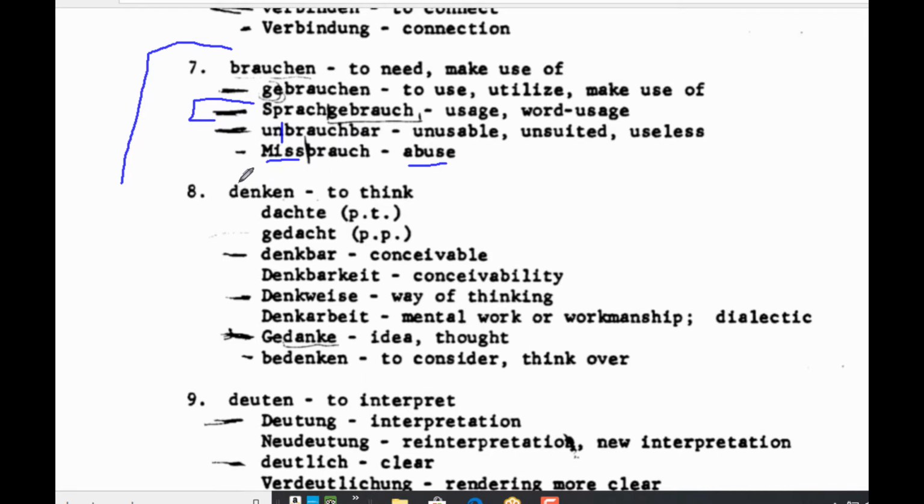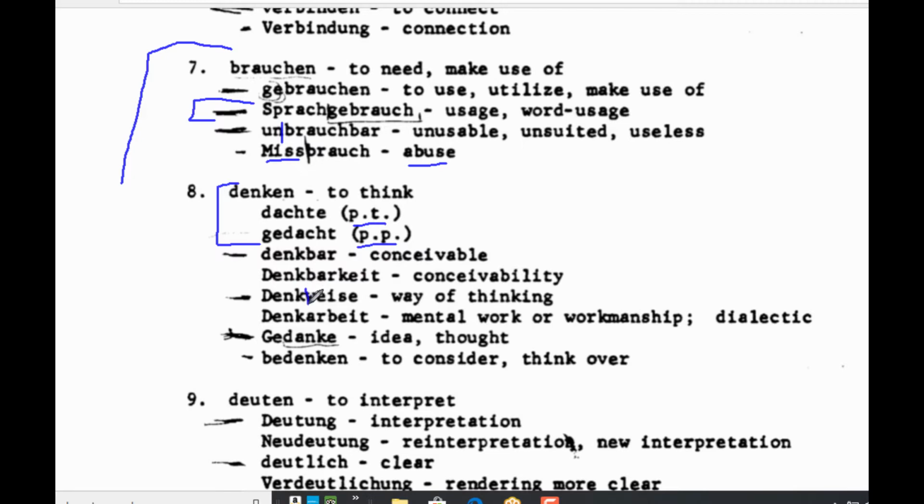Let's go to denken. Now here they do give you the three principal parts which we haven't been introduced to. This means to think. Here she thought, and then having thought. So denken, dachte, gedacht. The only reason they include these is that sometimes the vocabulary is taken from either the infinitive, from the third person singular past tense, that's the abbreviation for that, or the past participle, the PP. So denkbar is thinkable. Die Denkweise, everybody. Die Denkweise. And why is this feminine?